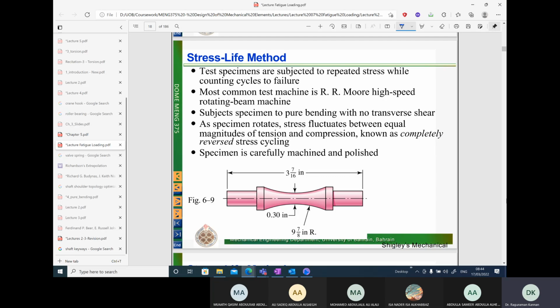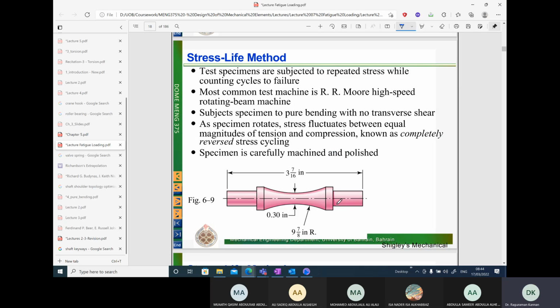So what is an experiment? Just like a static tensile test, we will also be able to do a fatigue test on a specimen. According to the standards, the size and shape of the specimen should be like this.